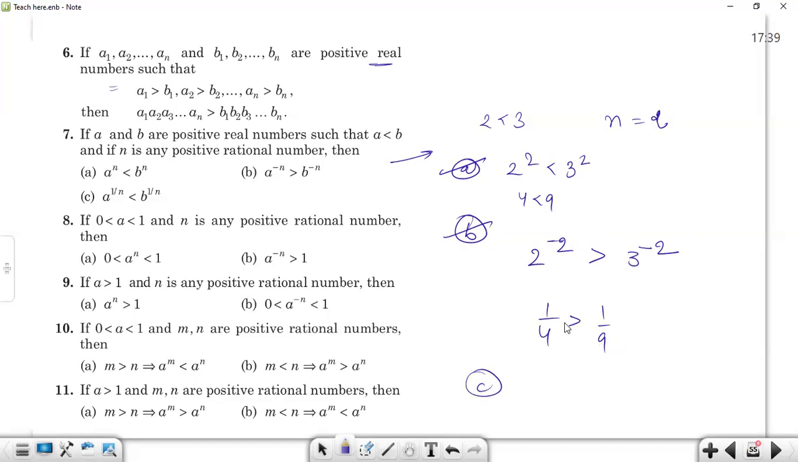Speaking about property C, 2 raised to power 1 by 2, that is the square root of 2, is less than the square root of 3. Yes, it is true because its value is around 1.41, and the other's value is 1.7. So all the properties are true, taking the example also.